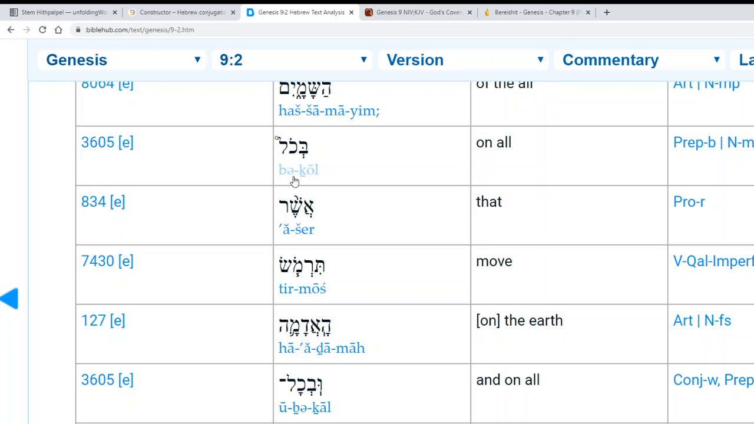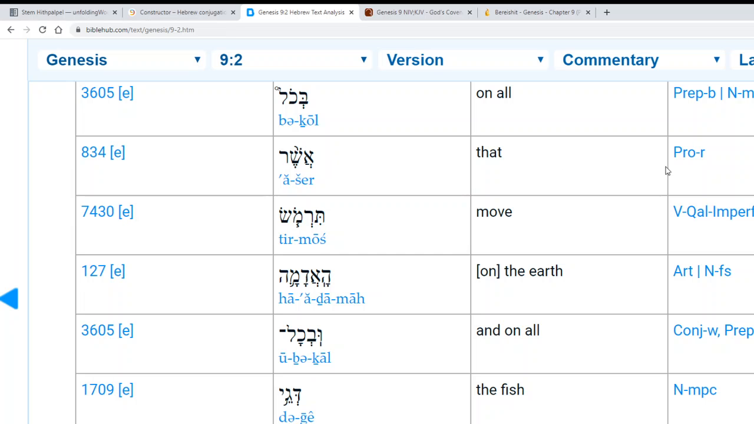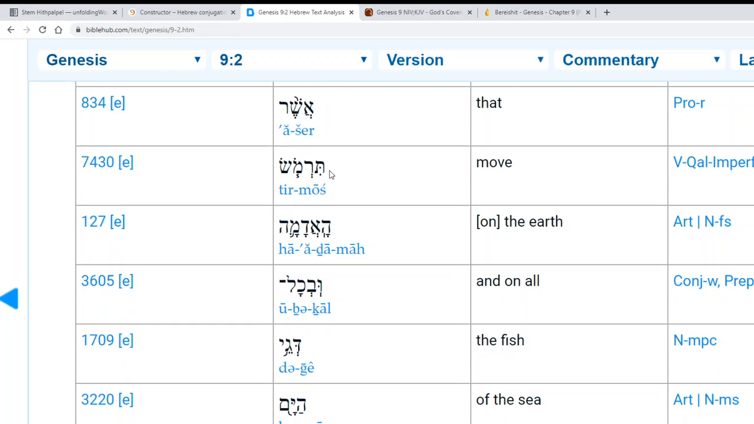And by the way, that backwards e is in English called a shva because it corresponds with the sound of the Hebrew shva, right? So bechol, prepositional bet without the article, chol, meaning all. Asher, they call it pronoun relative.